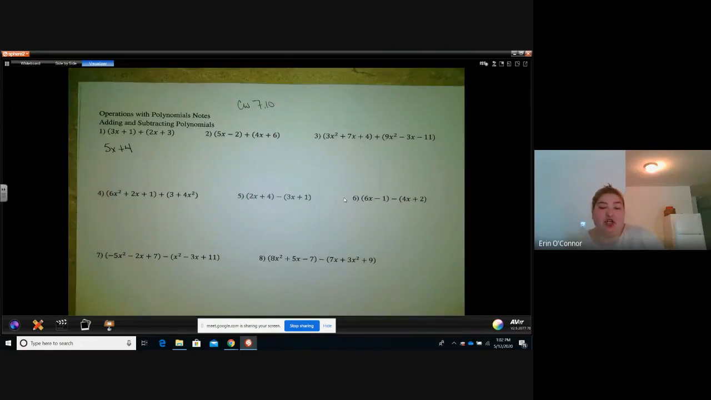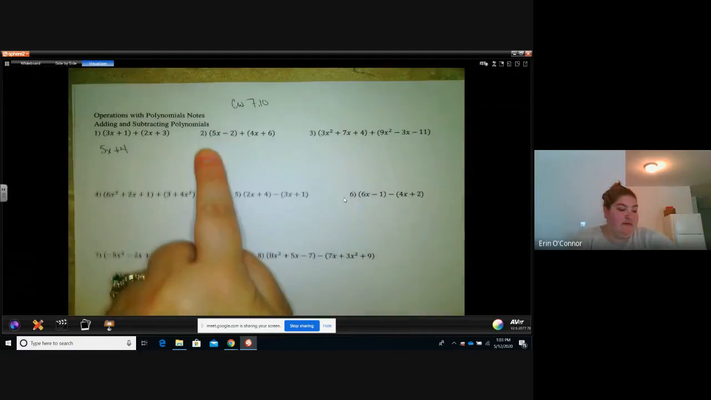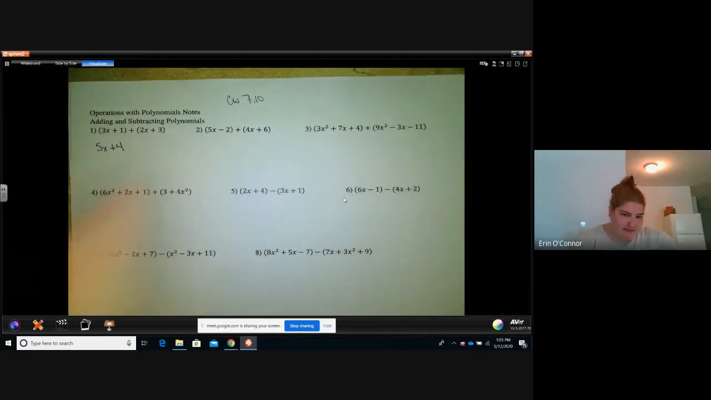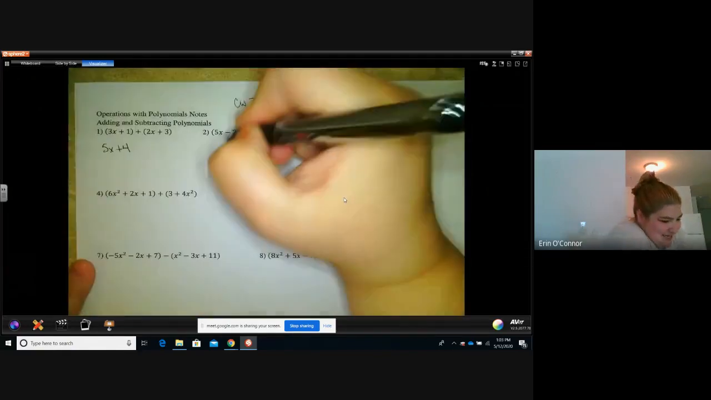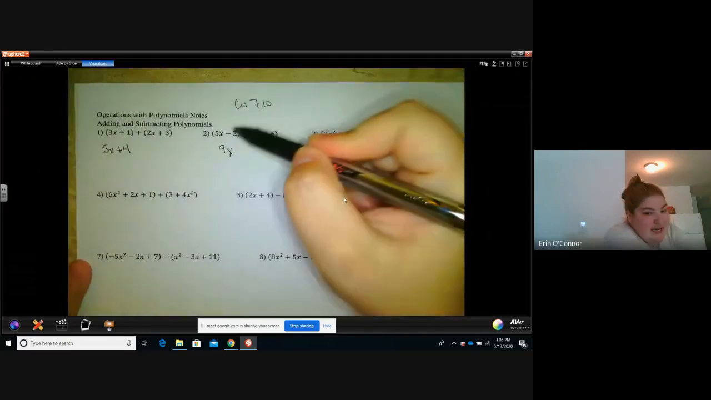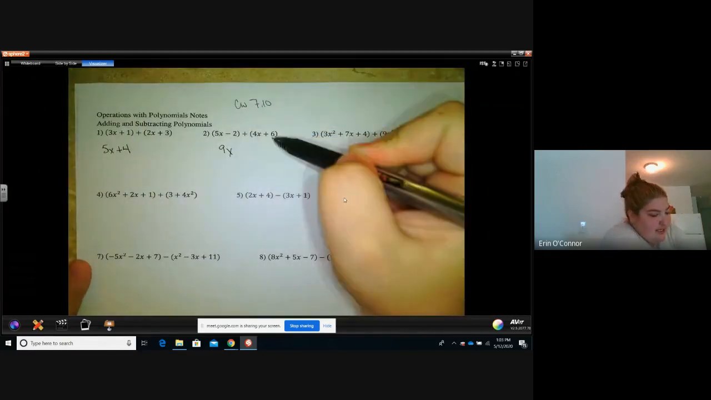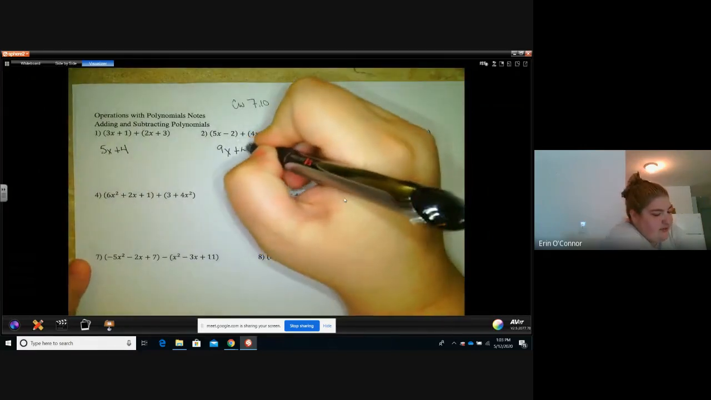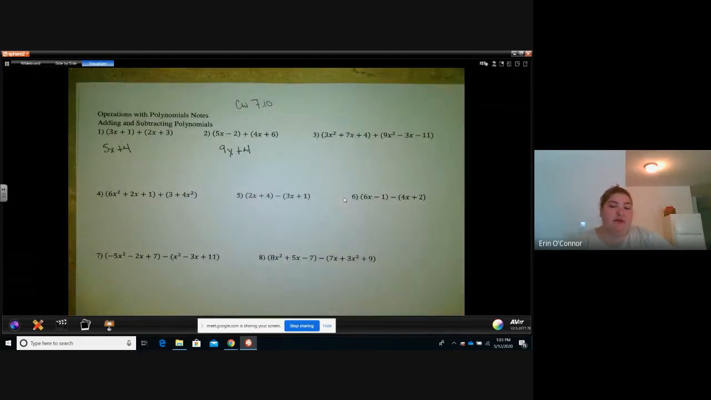You're going to make sure that you're adding the like terms, but you're not doing anything with exponents at all. Like 3x plus 2x does not become 6x squared or 5x squared. It just becomes 5x. For this next one, 5x plus 4x is 9x. Negative 2 plus 6 is a positive 4. And that's how you get that one.